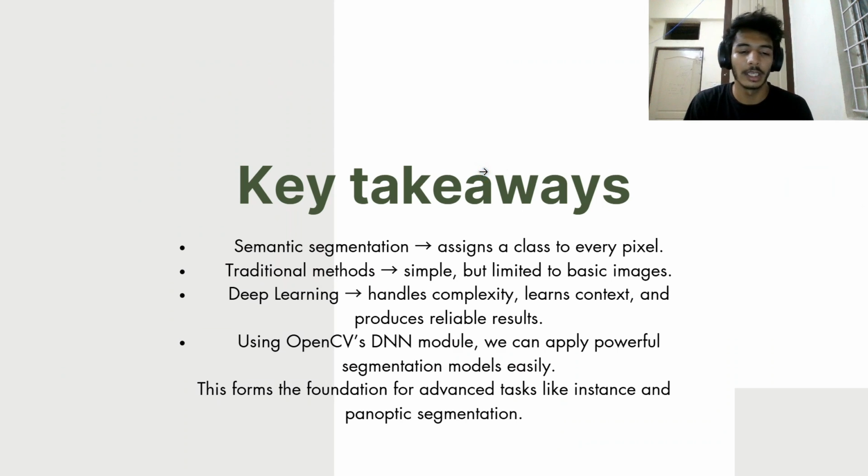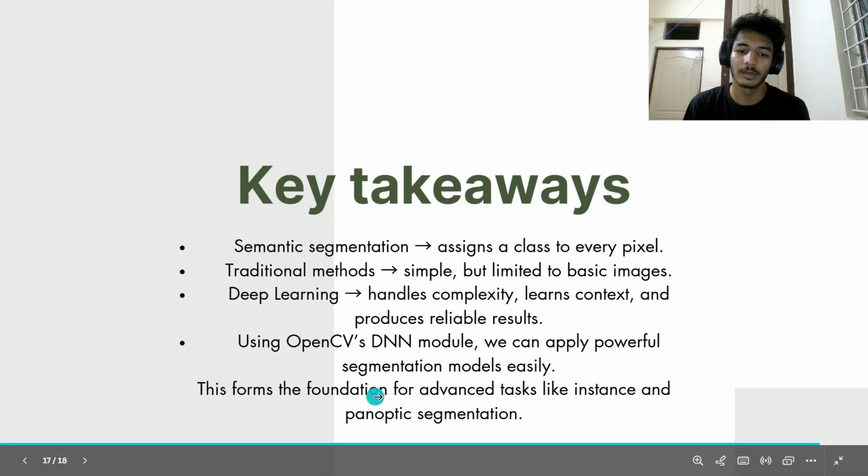Now, in summary, or key takeaways: semantic segmentation assigns a class to every pixel. Traditional methods are simple but limited to basic images. Deep learning handles complexity, learns context, and produces reliable results. Using OpenCV and DNN modules, we can apply powerful segmentation models easily. This forms the foundation for advanced tasks like instance and panoptic segmentation.